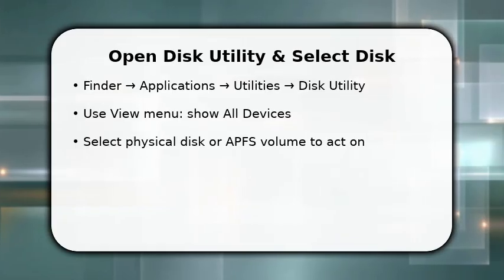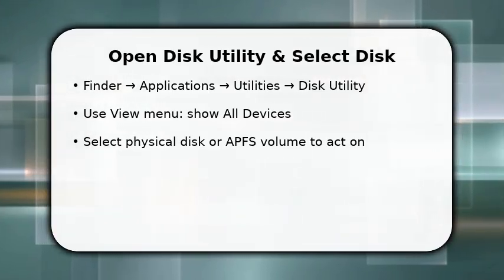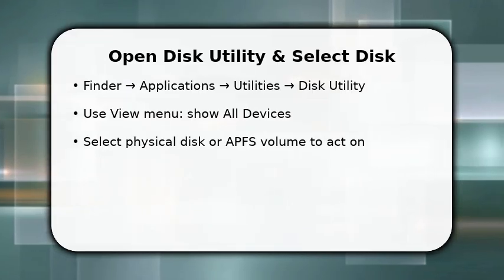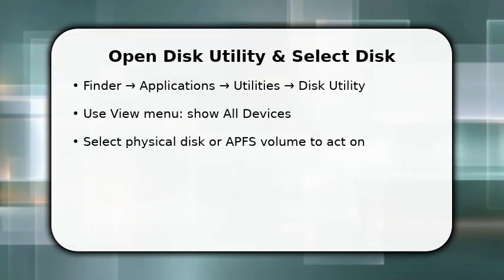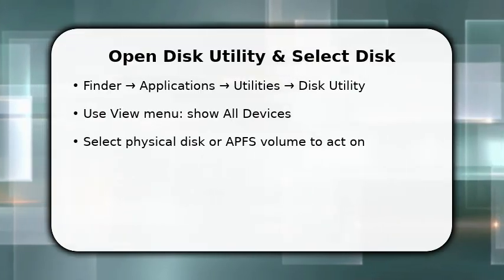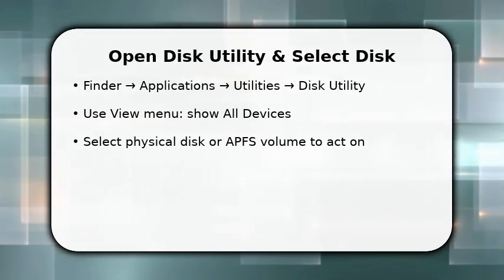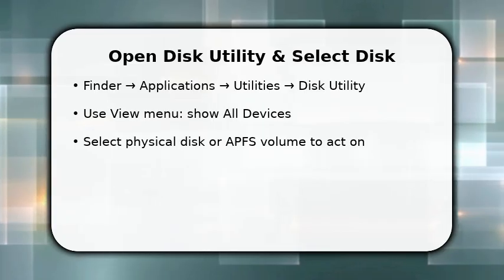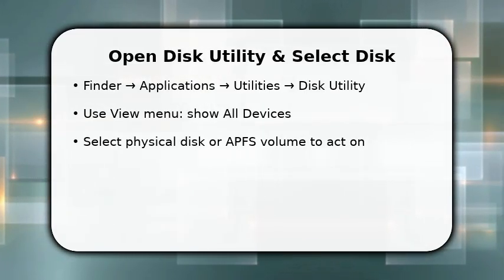You start by opening Disk Utility and selecting the correct target disk. Once done, make sure View is set to show all devices so you can see physical drives and volumes. You choose the physical disk for partitioning or the volume for repair. This choice affects available actions. You should verify the disk name, capacity, and format before proceeding so you do not accidentally erase the wrong device.